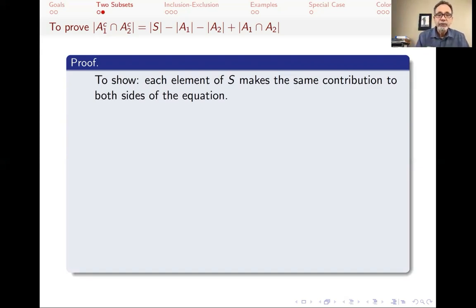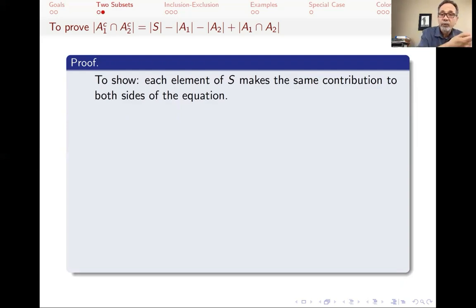So how am I going to prove that? One way to prove that is to say that the two sides of this equation are counting some elements of S and not counting other ones, maybe double counting some elements, maybe not counting some at all. And what we want to do is look at each individual element of S and convince ourselves that they have the same contribution to both sides of the equation.